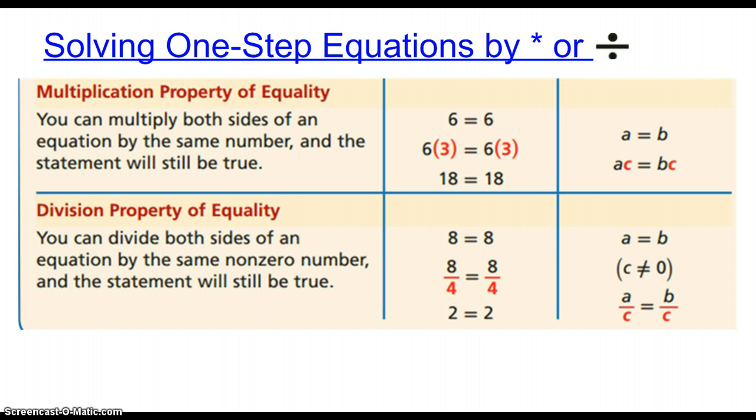So for instance, you can look in this example, they have 6 equals 6. Well, if I multiply both sides by 3, I'm still left with 2 equal sides, 18 equals 18. But again, I have to do that to both sides. Same thing if I divide a number. I have to do that on both sides too of the equation to keep that equality. So 8 does equal 8, but in order to keep things equal, I would have to divide by 4 on both sides if I still want an equal equation after that. Just showing that if you do one thing to one side, you have to do the same thing to the other side.